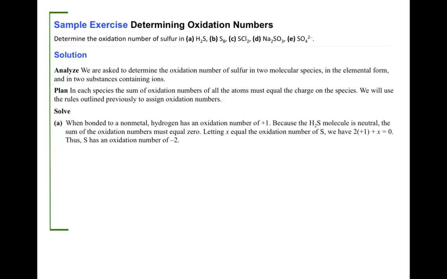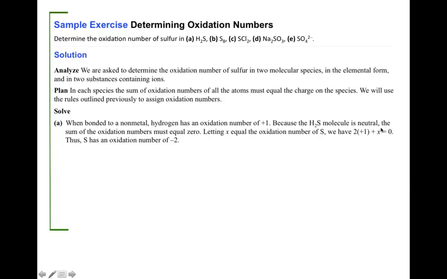First of all, when bonded to a nonmetal, hydrogen has an oxidation number of +1. As we can see in example A, we have H2S, and hydrogen is +1. Because H2S is neutral, the sum of the oxidation numbers must equal 0. If the hydrogens total +2, that means the S is going to be -2. So we have the equation 2 times +1, because we have two hydrogens and each one is +1, which is +2, plus X is equal to 0.